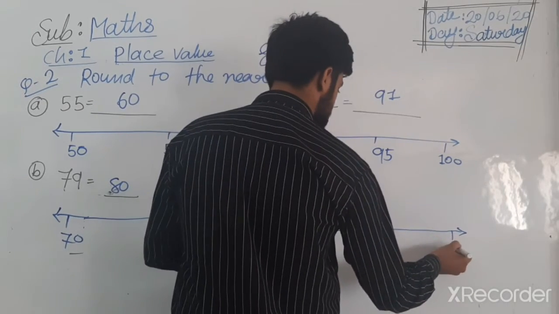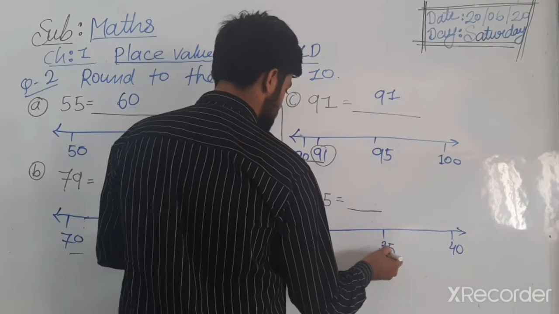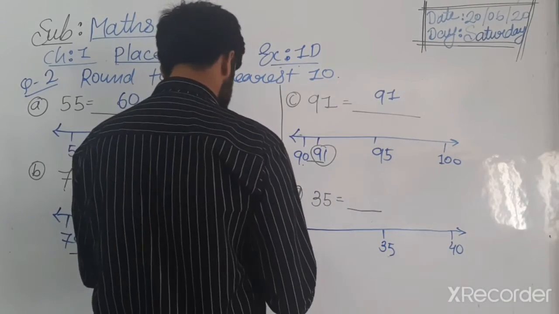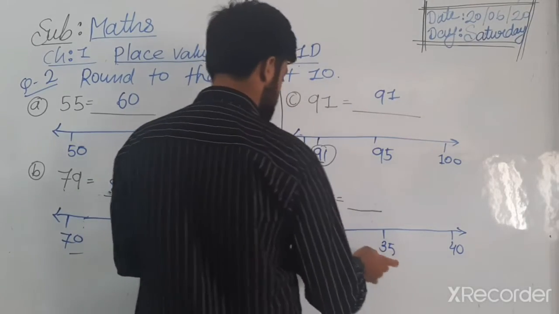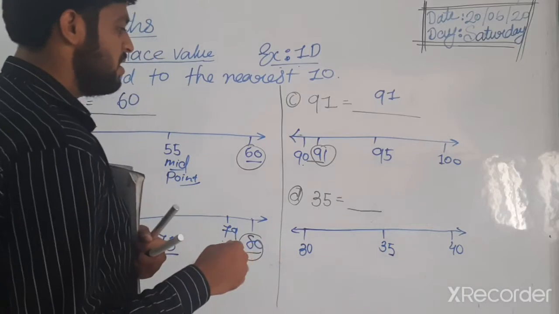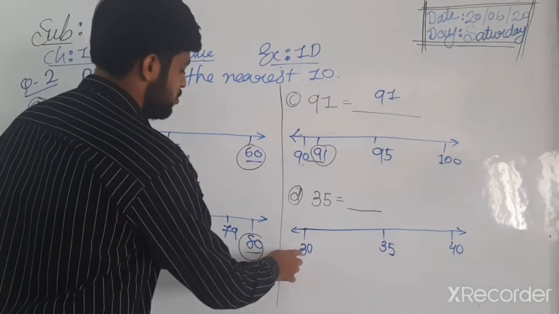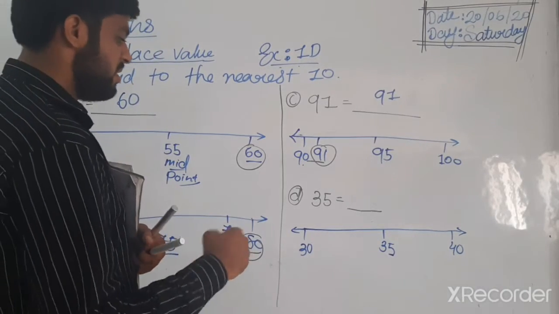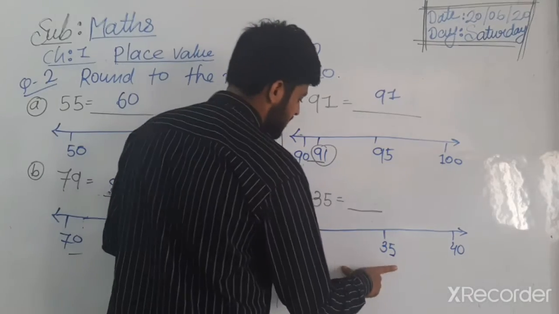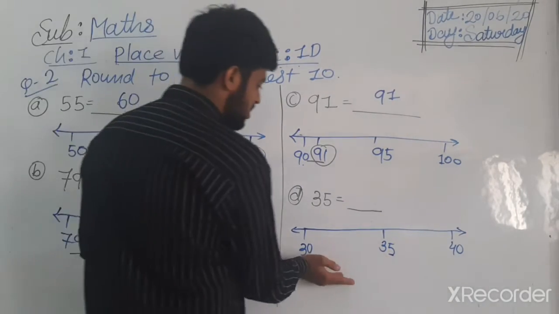30 and 40, and now here is 35. Which number is 35 here: before 30, before 40, or after 30? Both answers are correct. After 30 and before 40, it's called the halfway, otherwise the midpoint.